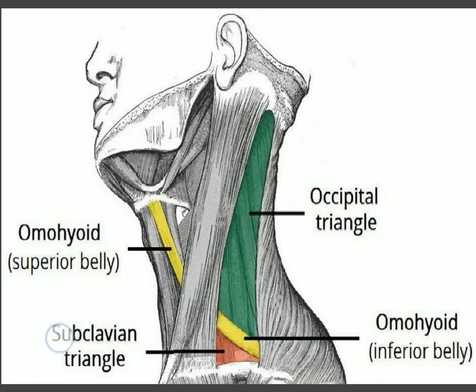So the inferior belly divides it into a larger upper part, which is the occipital triangle, and a smaller lower part, which is the subclavian triangle, or it is also known as supraclavicular. Because it is present just above the clavicle, it is known as supraclavicular, and because this triangle contains part of the subclavian artery and vein, it is known as subclavian triangle.